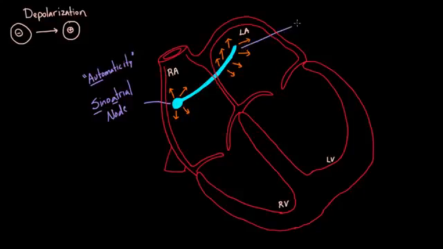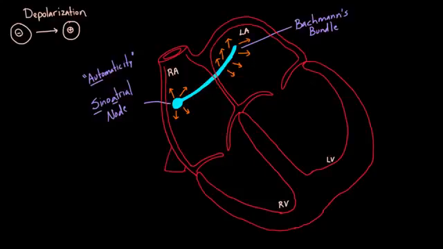And this band or bundle is called Bachmann's bundle. It's like a little bundle of tissue, right? So it's called Bachmann's bundle. Now we've named two things, the sinoatrial node and Bachmann's bundle.